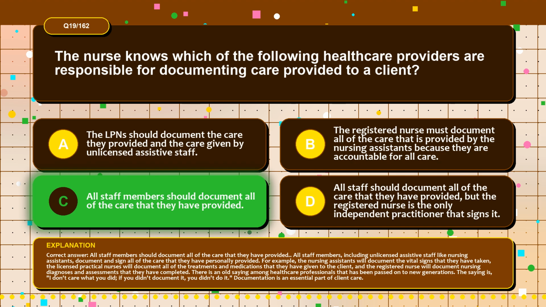Correct answer. All staff members should document all of the care that they have provided. All staff members, including unlicensed assistive staff like nursing assistants, document and sign all of the care that they have personally provided. For example, the nursing assistants will document the vital signs that they have taken, the licensed practical nurses will document all of the treatments and medications that they have given to the client, and the registered nurse will document nursing diagnoses and assessments that they have completed.